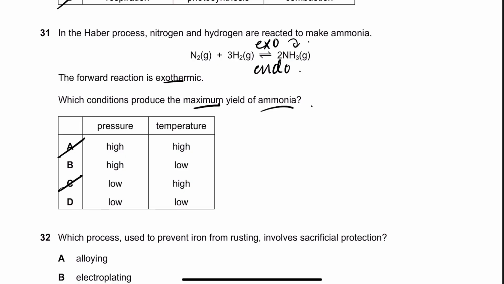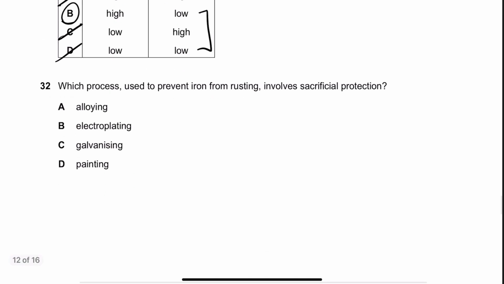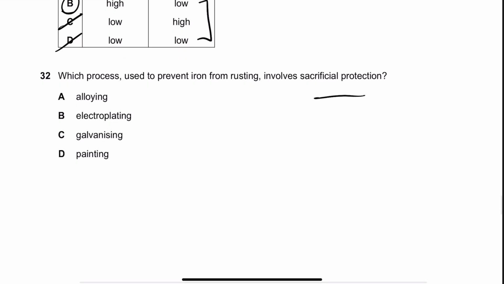So C and A are wrong. I have to have a lower temperature. What about the pressure? High pressure favors fewer moles of gas. Here on the left there are 4 moles of gas, and on the right-hand side I have only 2 moles of gas. So if I increase the pressure, it will favor the lesser number of moles, that's ammonia, and more ammonia will be formed. So I need a high pressure, therefore B is my answer. D is also wrong.